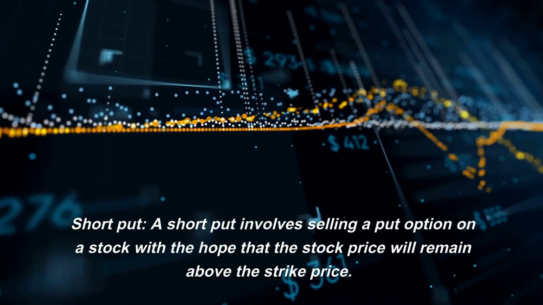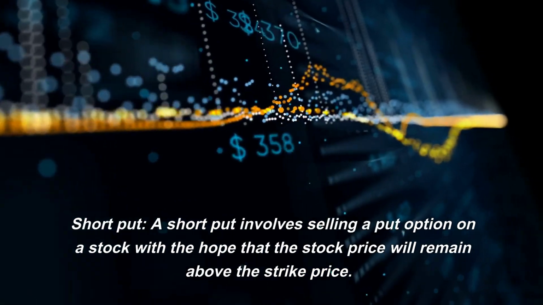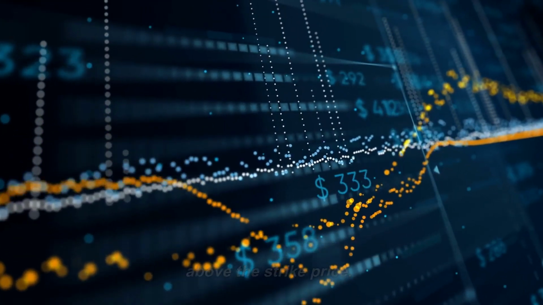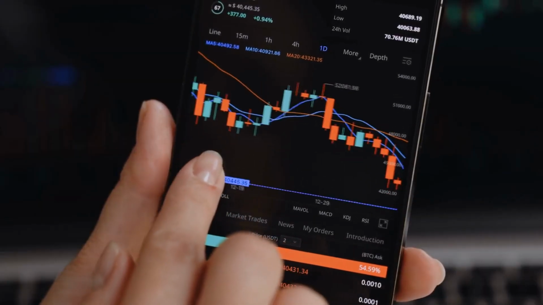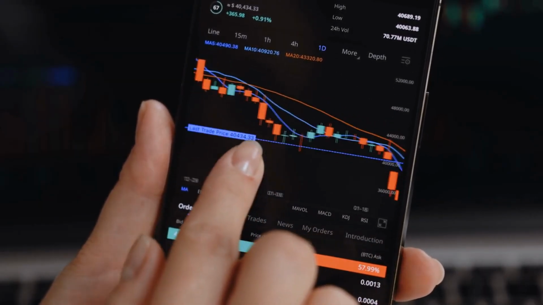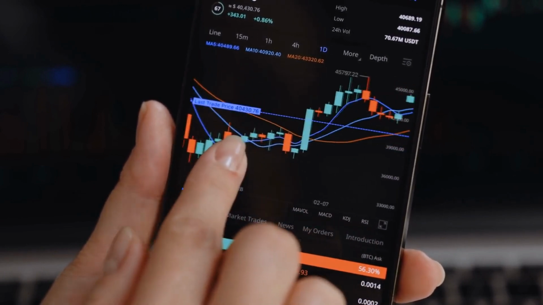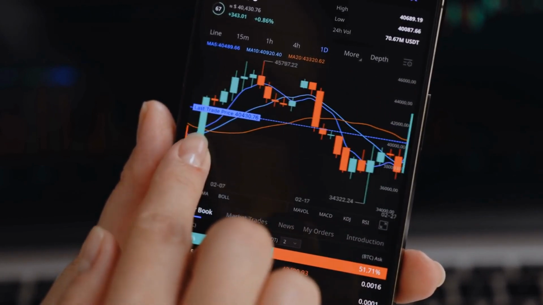Short put. A short put involves selling a put option on a stock with the hope that the stock price will remain above the strike price. This strategy allows the trader to generate income from the option premium, but also carries the risk of potentially unlimited losses if the stock price falls below the strike price.